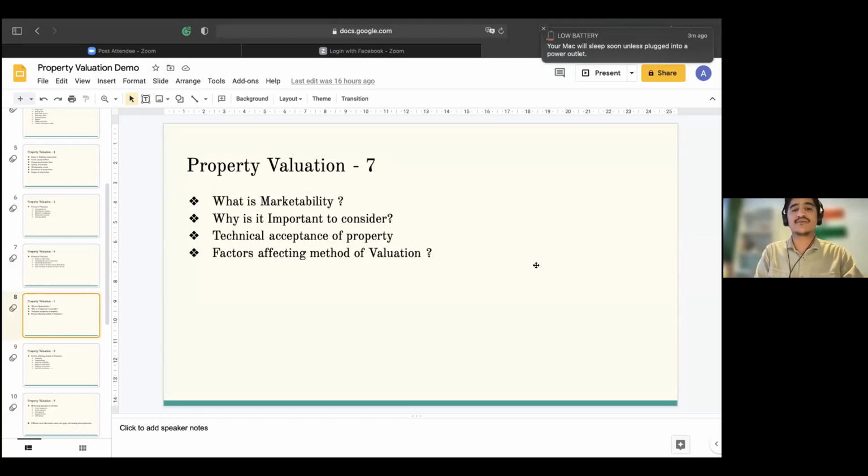And then technical acceptance of property. What is the technical acceptance? What does this word imply to you? This is very important, and I will let you know. And we will then start factors affecting the method of valuation.